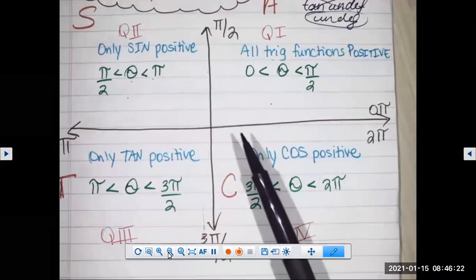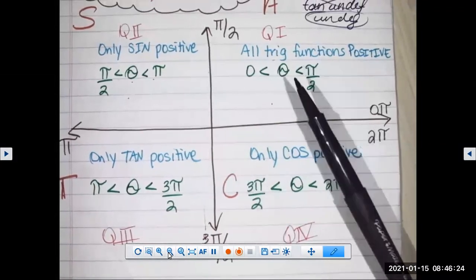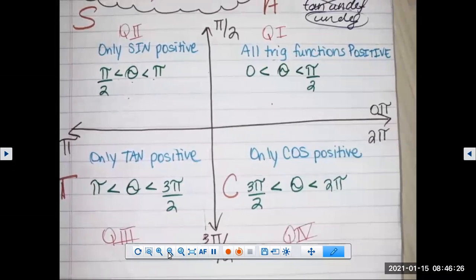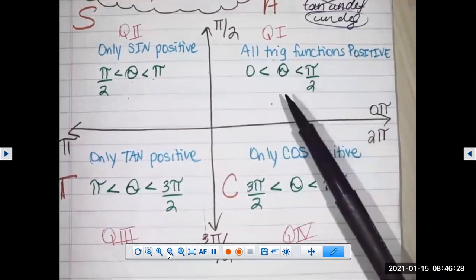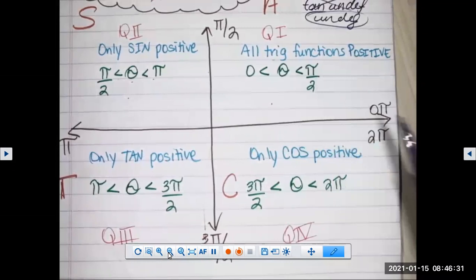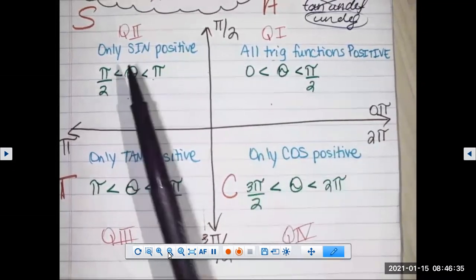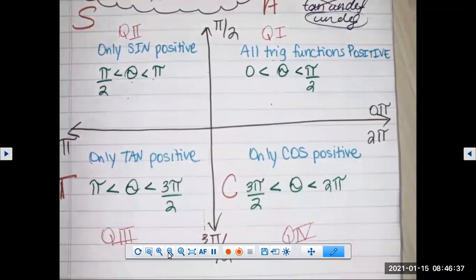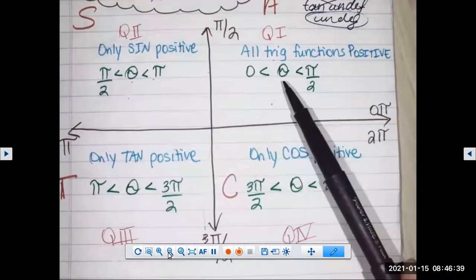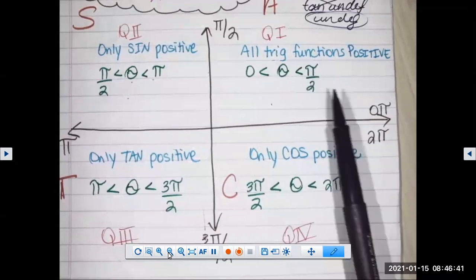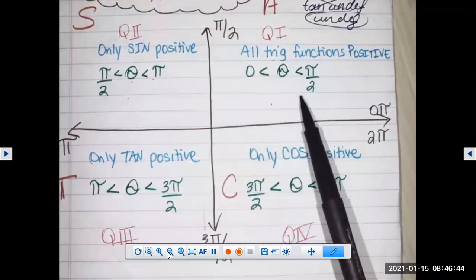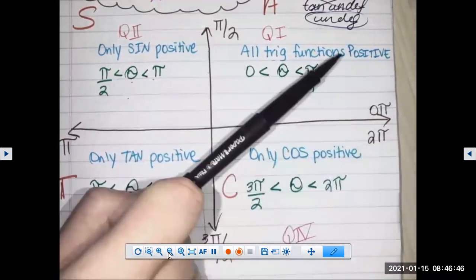Okay, since your X and Y are both positive in the first quadrant, all trig function values will be positive. And you may see this a lot, your angles represented in inequality form. So an angle that lies in the first quadrant, of course, is going to be less than 90 degrees, but it's going to be greater than 0.